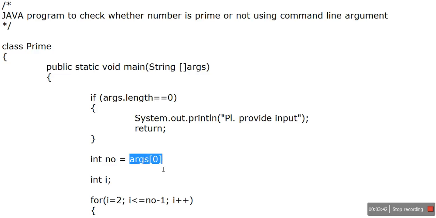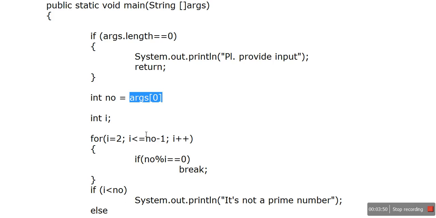This args[0] holds 20, but its type is string. I should convert this string into numeric, then I can perform the divisibility test and other operations. So to convert string to integer, there is the Integer class, which has a method Integer.parseInt, and you just give this as an argument. We'll discuss later what exactly Integer is, that it's a wrapper class. But this is the way to convert a string to integer.